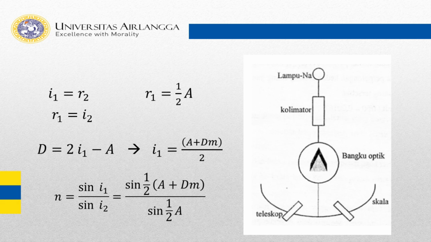On the right side of the slide in the picture, you can see the schematic setup for the measurement: the natrium lamp, then the collimator, the standing holder of the prism, and also the telescope, which includes the vernier scale.